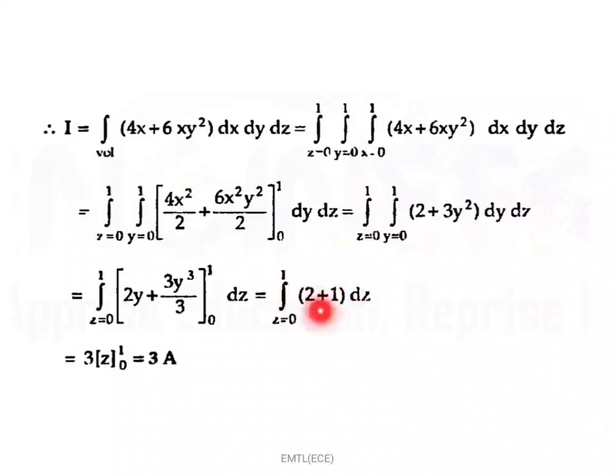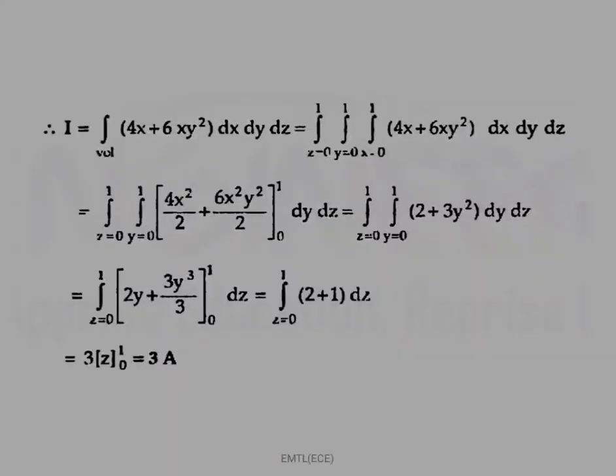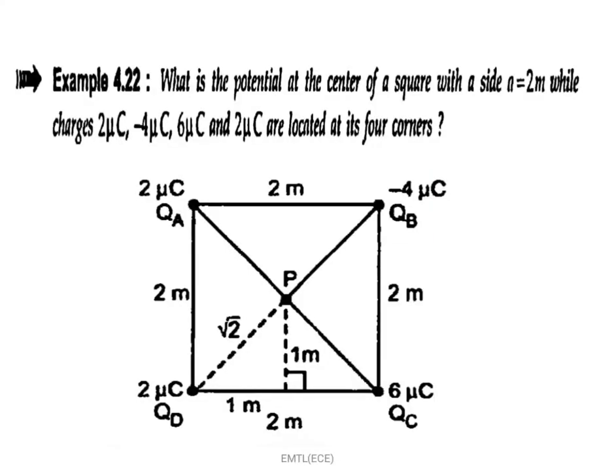Now integral with respect to z. So 3 is constant, that is integral dz value is z with limits 0 to 1. So finally the current value is equal to 3 amperes. Next problem.